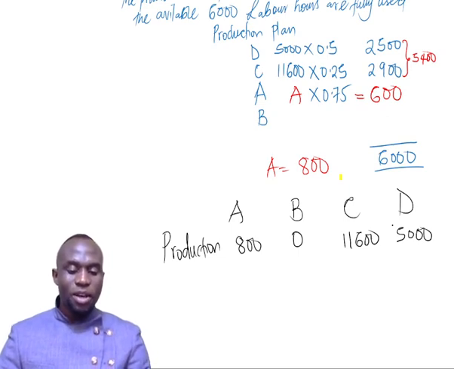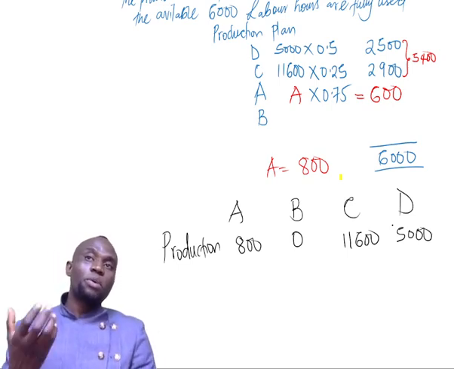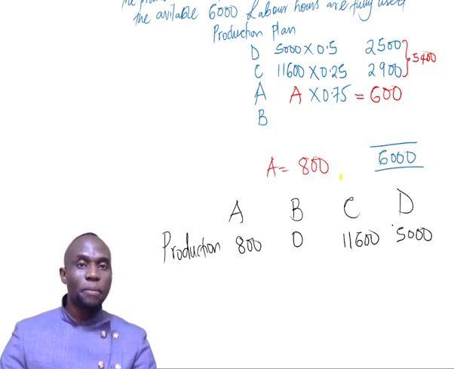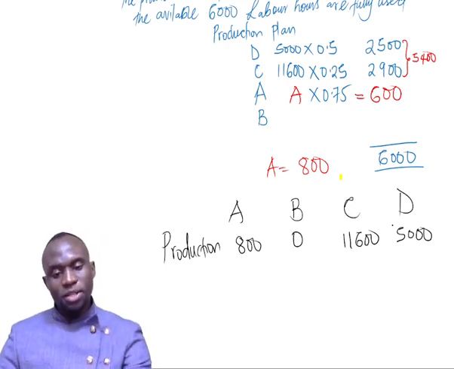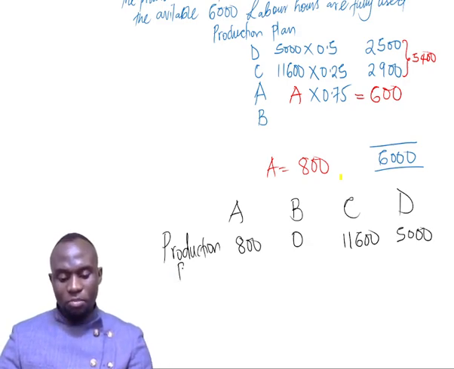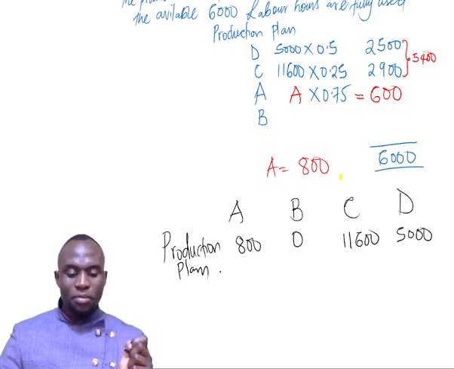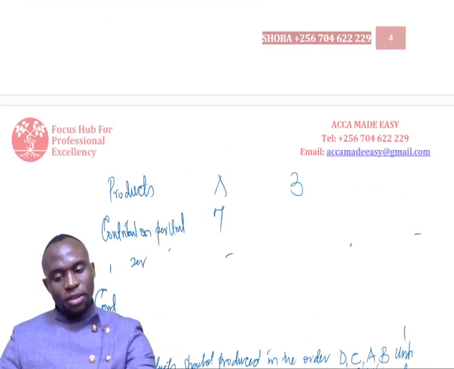Now, in some questions, they can ask you how many units of A should be produced, how many units of B should be produced, or they can even ask you which product will not be produced. So you see it is clearly product B. Okay, now we calculate the profit. So part A is finished. This is the production plan. The plan is to produce 800 units of A, no units of B, and then for C and D, it is that. So that is part A.